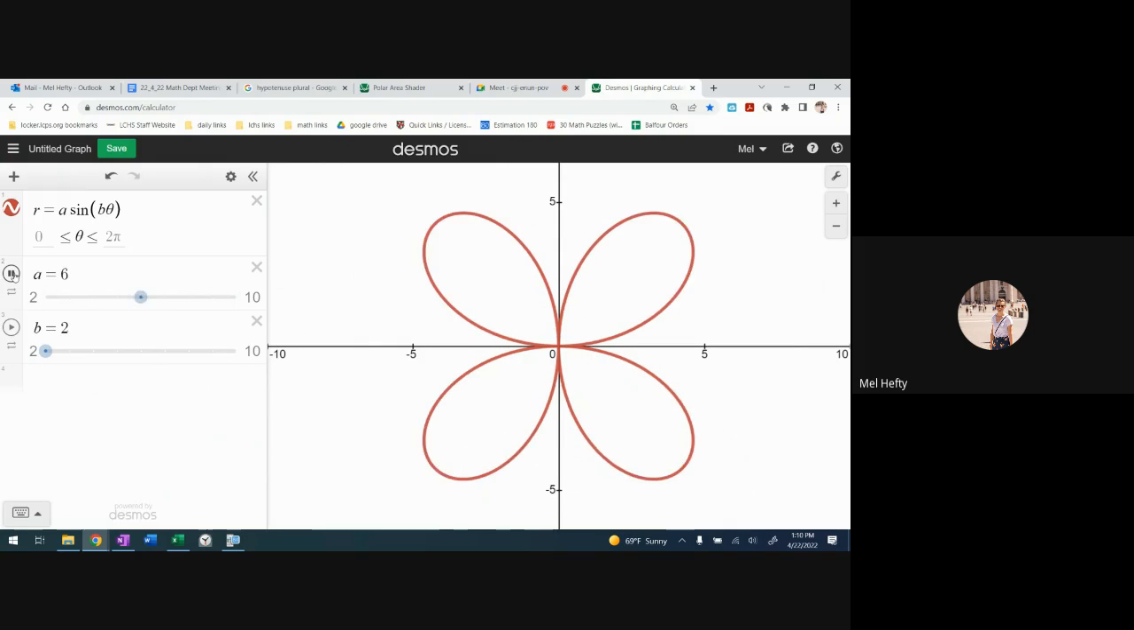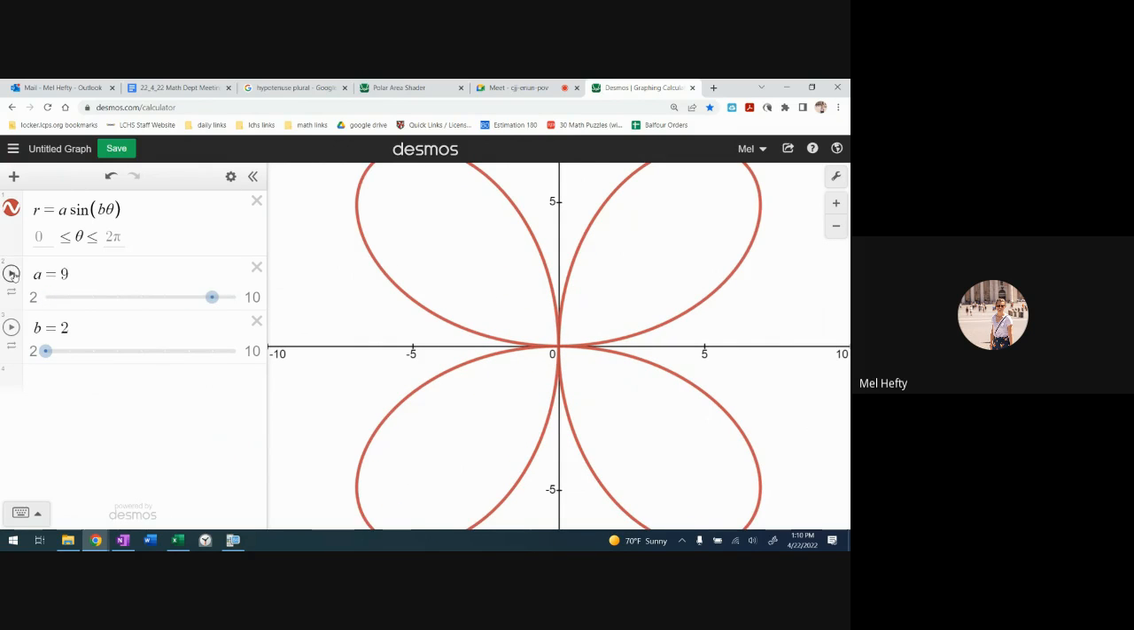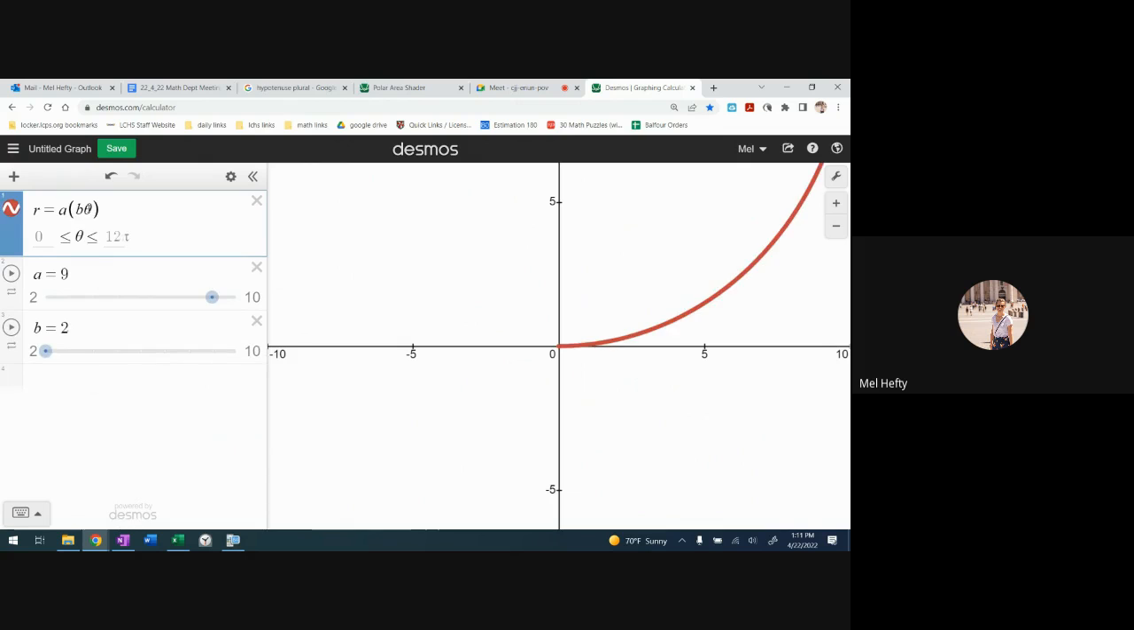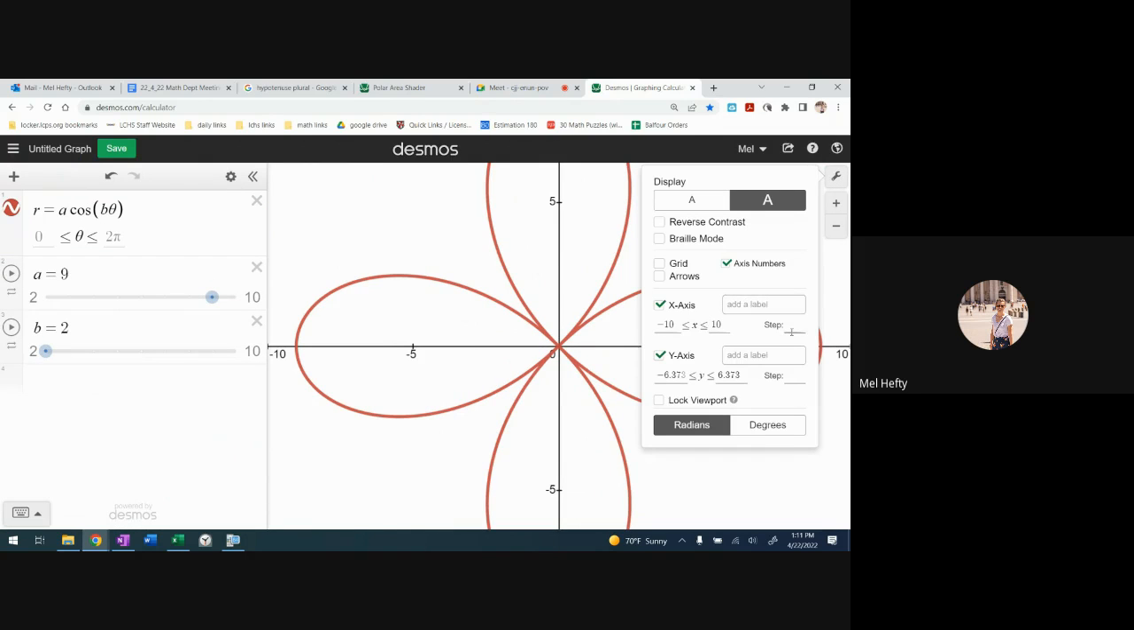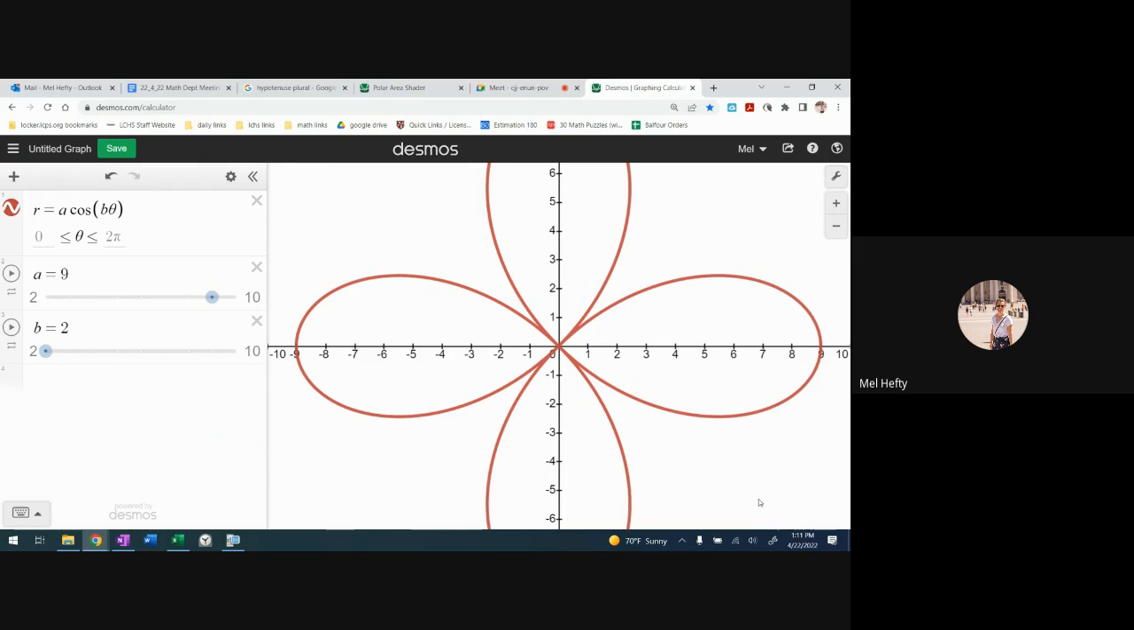So each of those petals is a certain amount long. It's a little easier to see with cosine. Let me see if I can give you some steps here to look at. Notice right now my A is 9. Look from the pole out to the right-hand side. You're looking at a distance of 9. It's a little easier to see with cosine because cosine ones are really symmetric towards the x-axis.